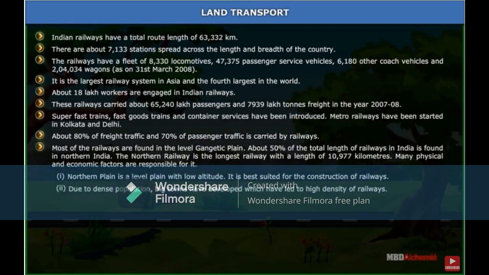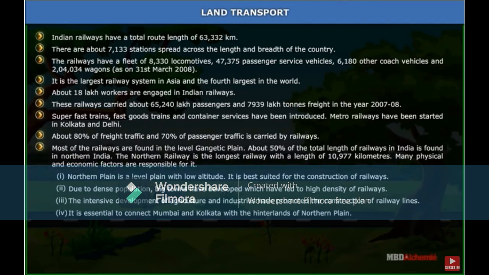2. Due to dense population, big towns have developed which have led to high density of railways. 3. The intensive development of agriculture and industries have promoted the construction of railway lines. 4. It is essential to connect Mumbai and Kolkata with the hinterlands of northern plains.